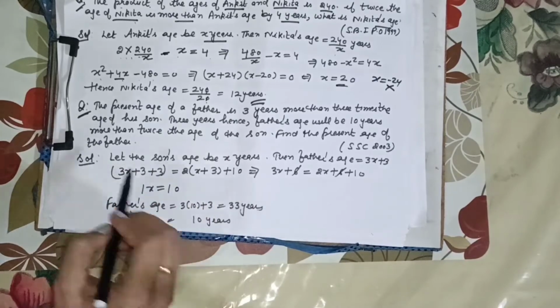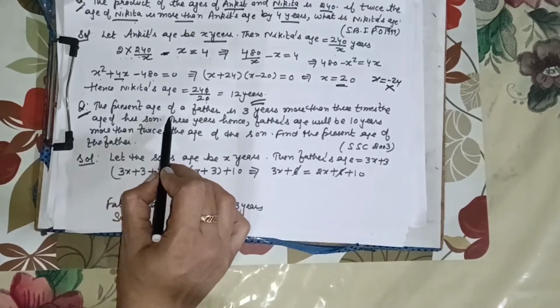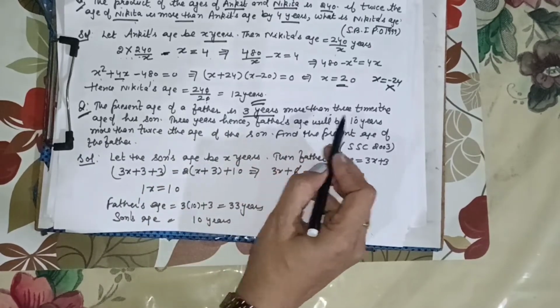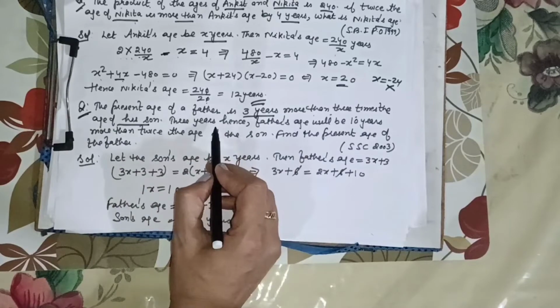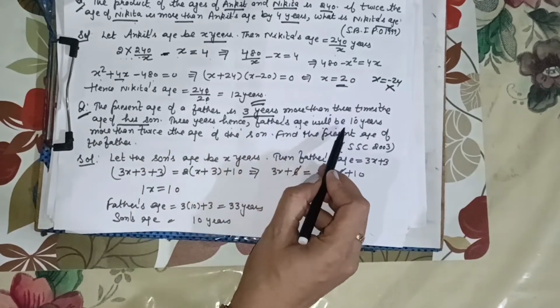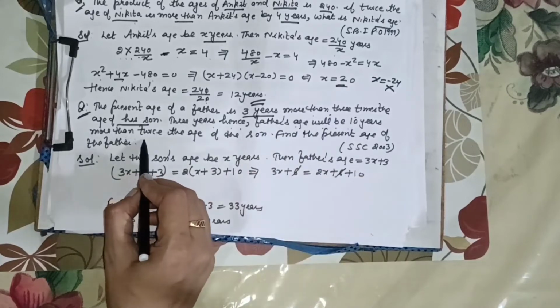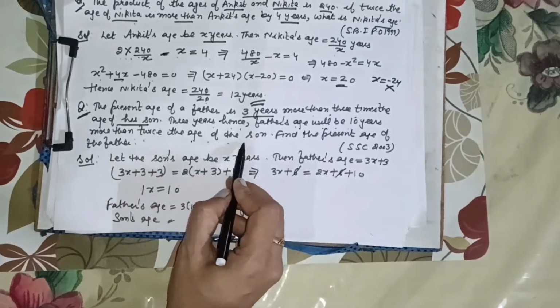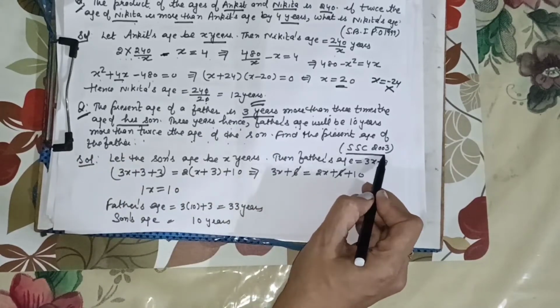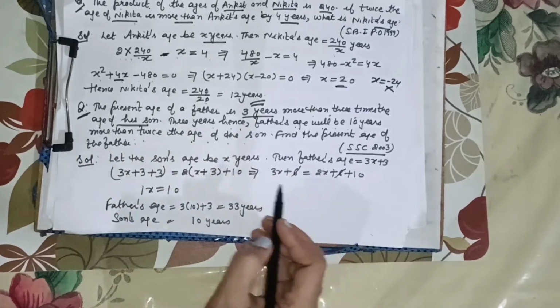Now another illustration. The present age of a father is 3 years more than 3 times the age of his son. 3 years hence, hence means after 3 years, the father's age will be 10 years more than twice the age of the son. Find the present age of the father. This is a question asked in the Staff Selection Commission.